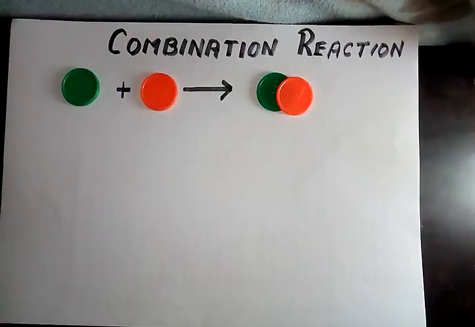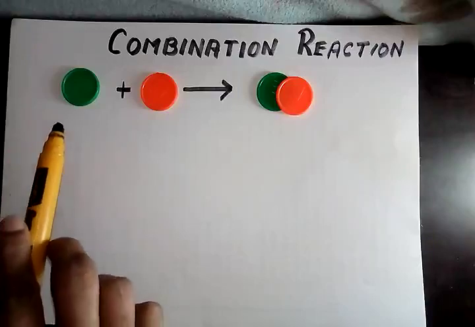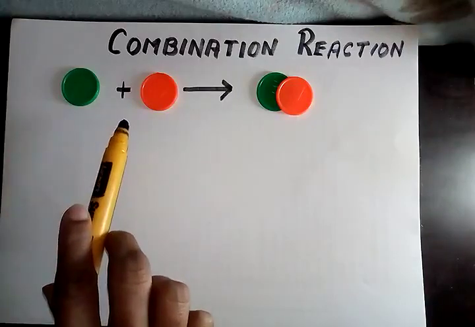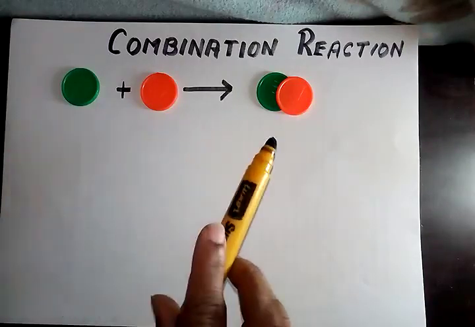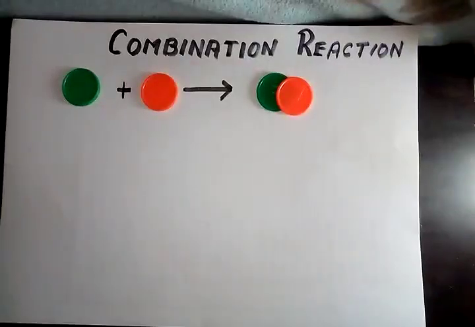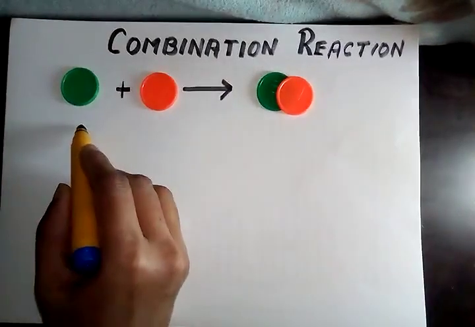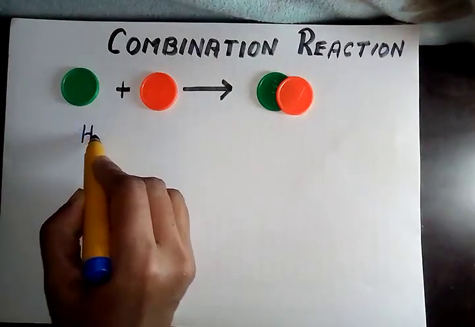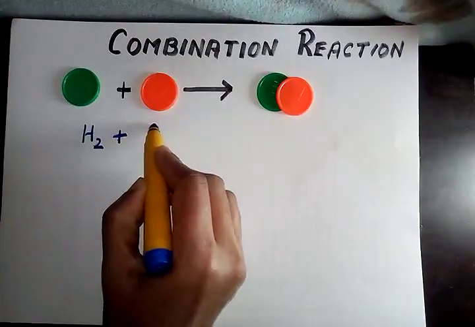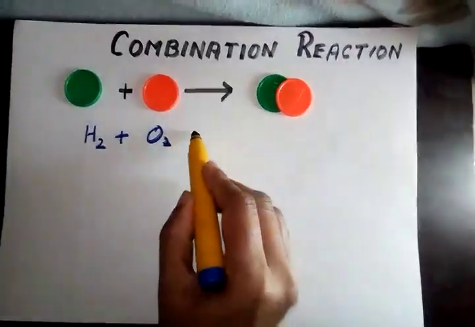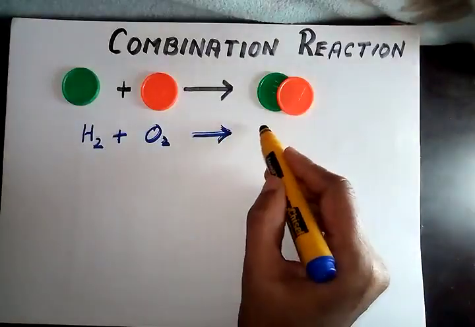Combination reaction is one of the types of chemical reactions. In this reaction, we have already come across saying that two elements or compounds combine to form a single product. So for this, the very basic example that we can take up over here is when we make hydrogen react with oxygen, we get a water molecule.